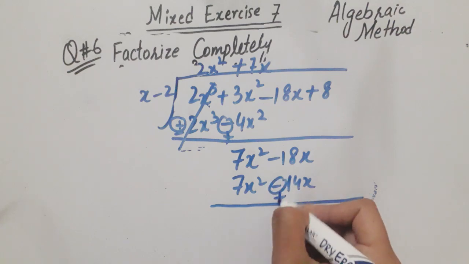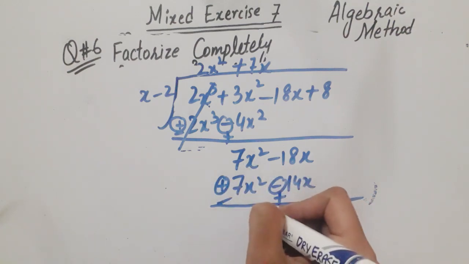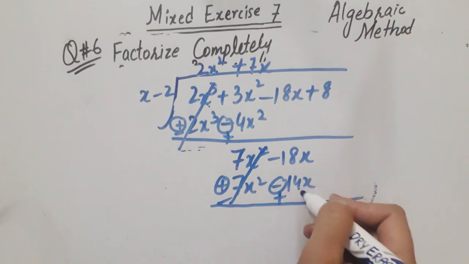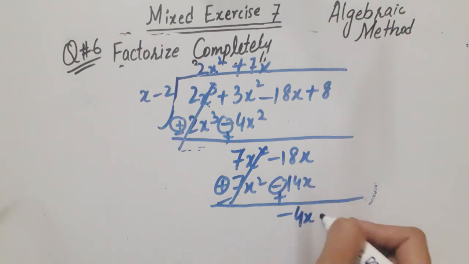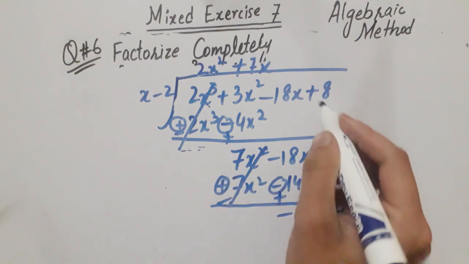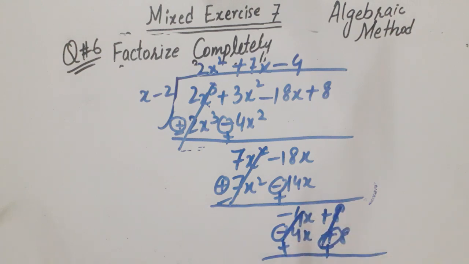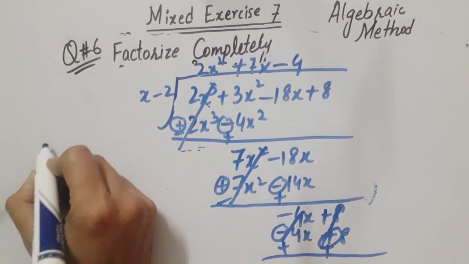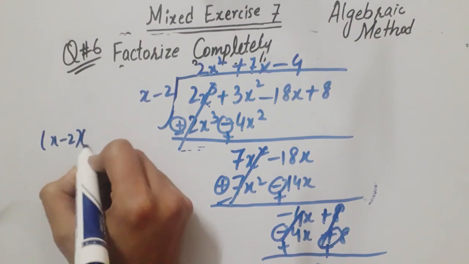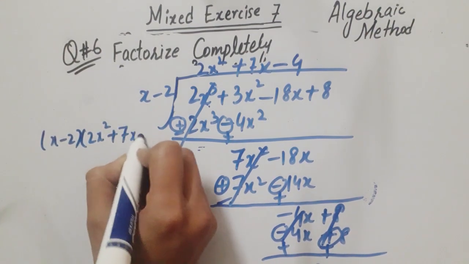Now change the old signs and get the new signs. 7x square minus 7x square is cancelled out. Minus 18x plus 14x is minus 4x plus 8. Now we will multiply by minus 4 to get the required terms. Minus 4x plus 8. Now change the old signs and get the new signs. All the terms are cancelled out and we get 0. So we will write this as x minus 2 into 2x square plus 7x minus 4.